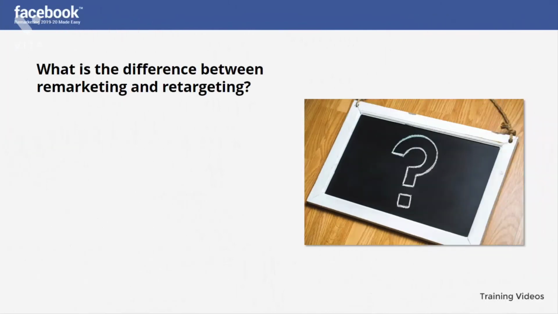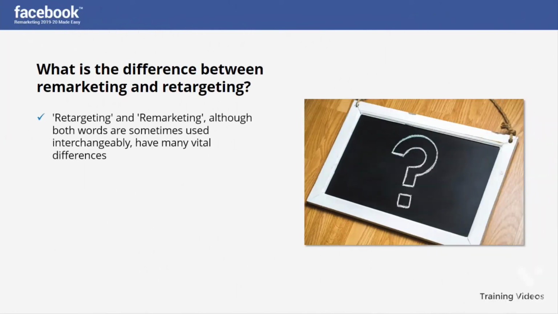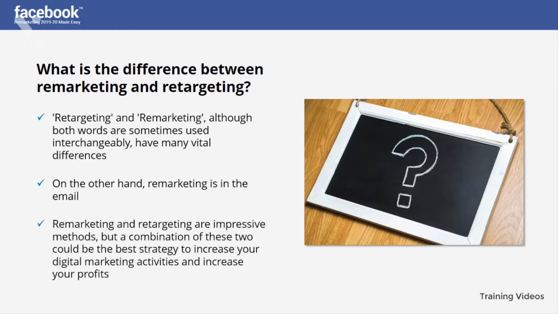What is the difference between remarketing and retargeting? Retargeting and remarketing, although both words are sometimes used interchangeably, have many vital differences. For both, the main difference is in the strategy. In retargeting, it shows ads based on cookies to potential customers. On the other hand, remarketing is in the email. We can also say that remarketing works by collecting consumer details and making a list. Then these lists are used to forward sales emails. Remarketing and retargeting are impressive methods, but a combination of these two could be the best strategy to increase your digital marketing activities and increase your profits.